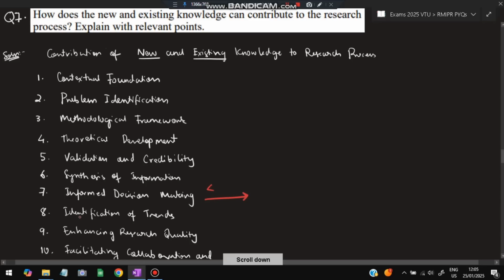Okay, next is identification of the trends. Reviewing the existing literature reveals how the trends are, how two things are related, if this increases will this increase or decrease, that kind of relationships. When we get to know this information prior to our research, we will be able to easily detect the patterns which are there in the observations. Okay, so identification of the trends from the past can help us to detect the same patterns in the future observations as well.